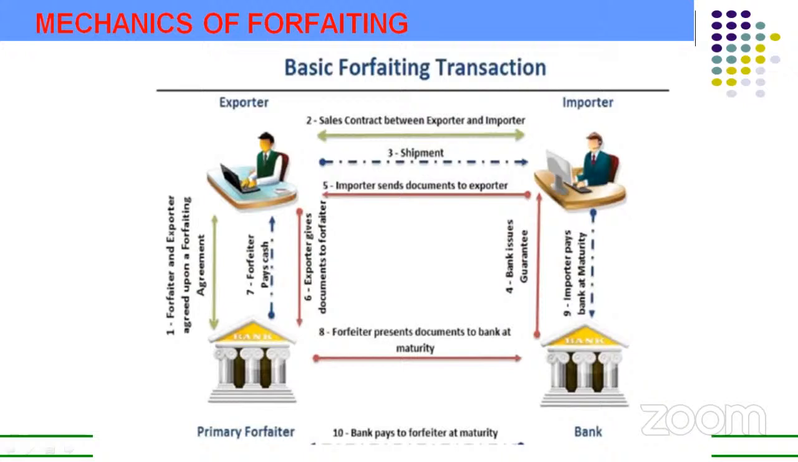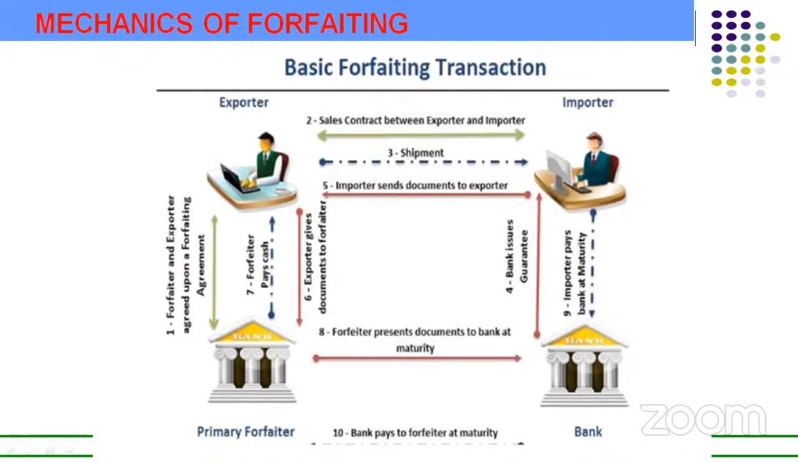But in the case of forfeiting, we don't have that type of problem because it is a non-recourse transaction. So the transaction is between the nations. Whenever the instrument is given to the forfeiting company, along with the instrument, he will transfer all the responsibilities of collecting tax, collecting cash, right? So this is another feature of forfeiting.